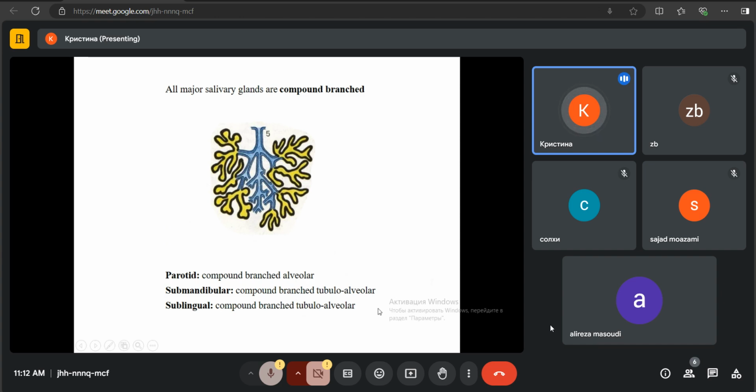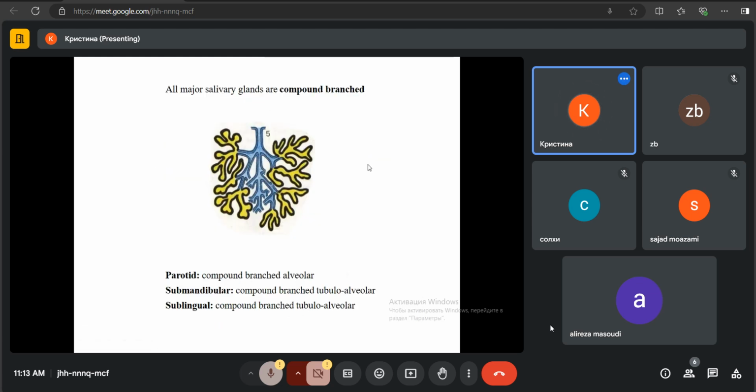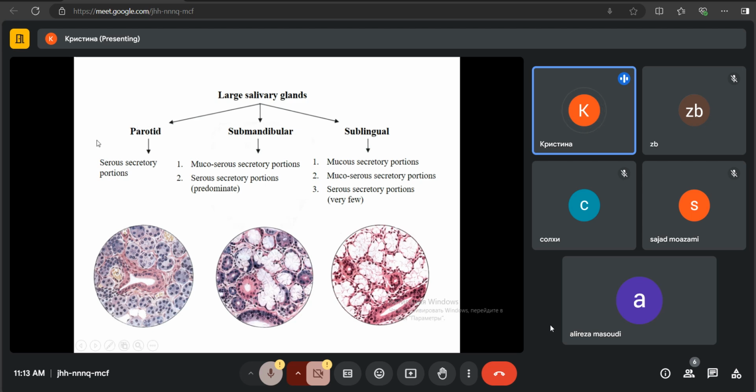The shape of the secretory portion depends on the type of producing cells. So in the parotid, we have only serocytes, which form round alveolar secretory portions. The mucocytes form tubular secretory portions, and mixed secretory portions will be alveolar-tubular. In the parotid gland, we have only serous secretory portions. Here they are. They are round and the cells are basophilic.